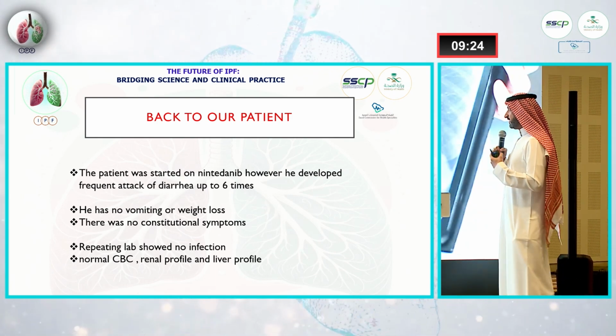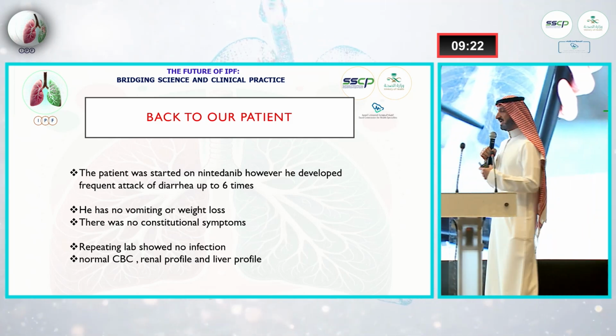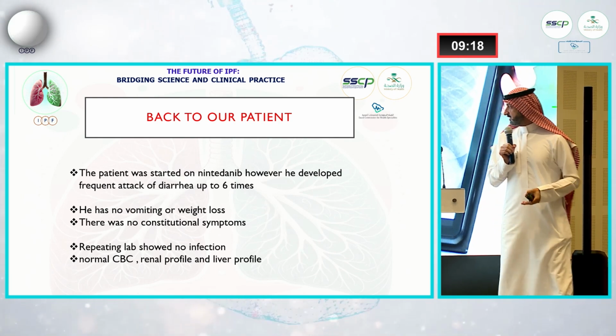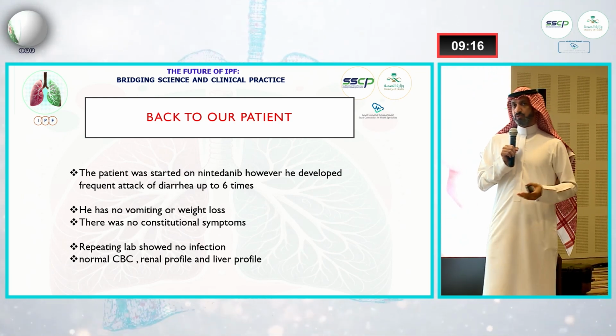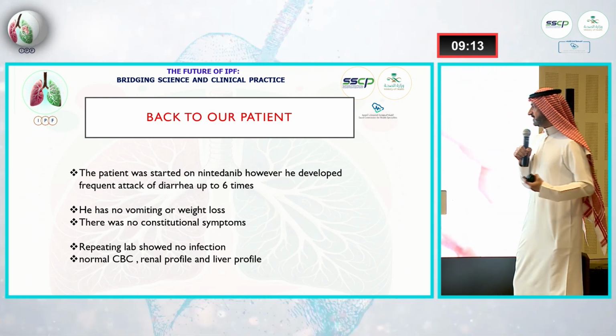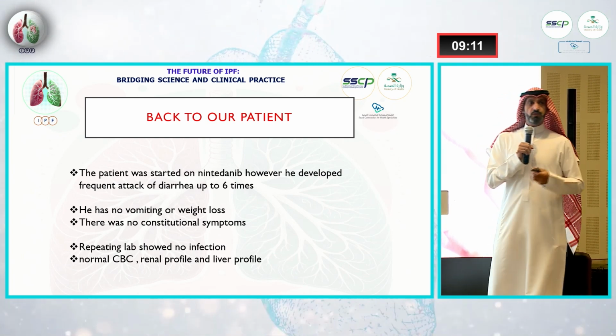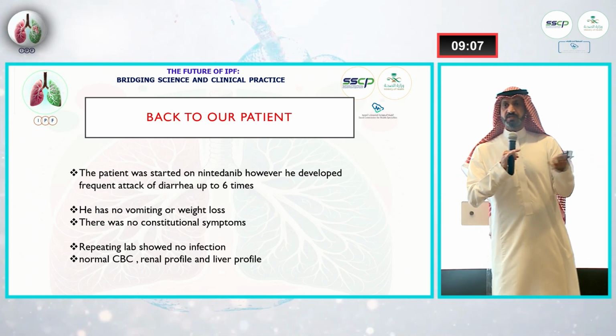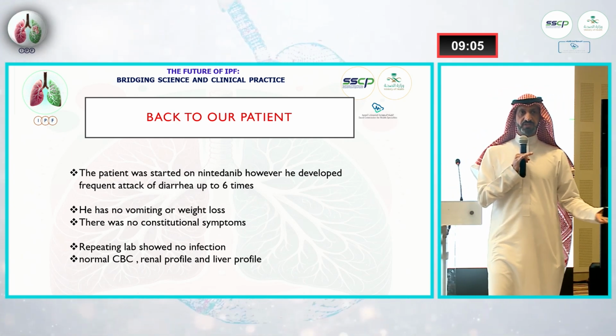So the patient is complaining of frequent diarrhea, but has no vomiting or weight loss, no constitutional symptoms, and labs show there are no signs of infection, normal CBC, renal profile, and liver profile. So what should we do for this patient? I mean, this is a real scenario. This is a side effect of the medication.